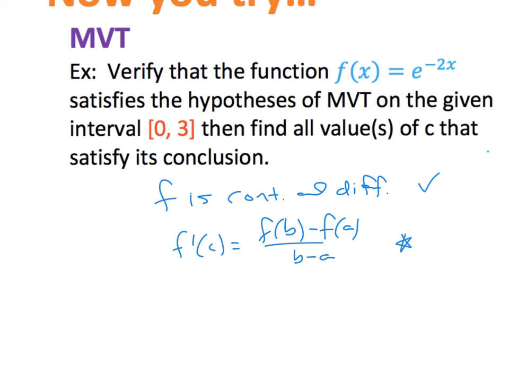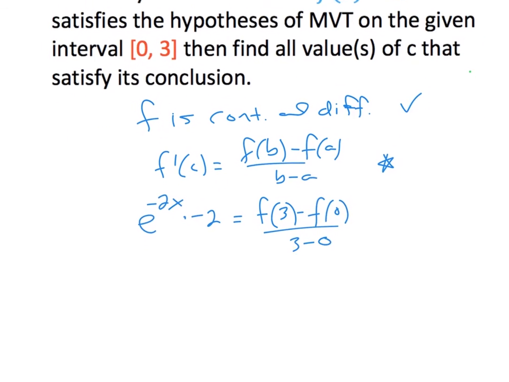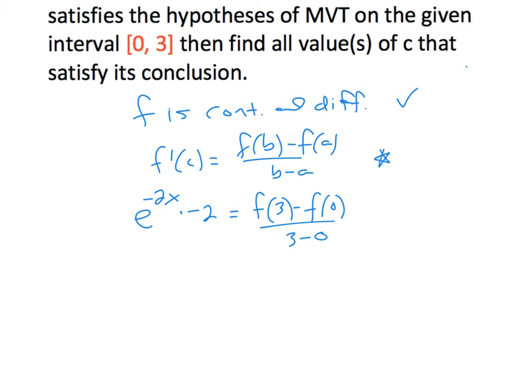But the derivative of this function would be e to the negative 2x times the negative 2, because that's a chain rule there. And then if I sub in my bounds here and evaluate, I get negative 2 e to the negative 2x on the left side. If I sub in 3 for the function, I get e to the negative 6. And if I sub in 0, I get 1 over 3.